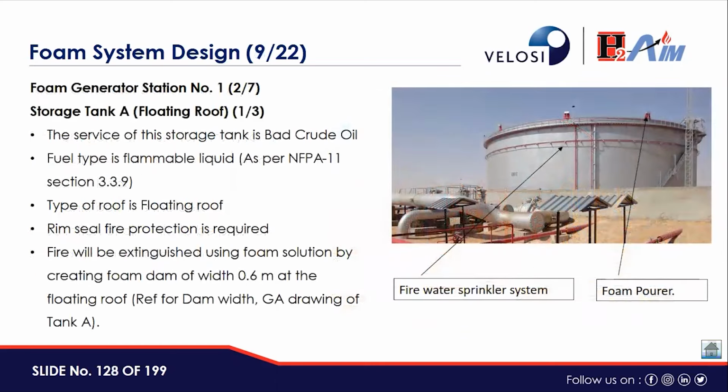Storage tank A, which was floating roof. The service of this storage tank is bared crude oil. Fuel type is flammable liquid. Type of roof is floating roof. Rim seal fire protection is required for this type of tank. Fire will be extinguished using foam solution by creating a foam dam of width 0.6 meter at the floating roof. Reference for dam with GA drawings we referred for tank A.